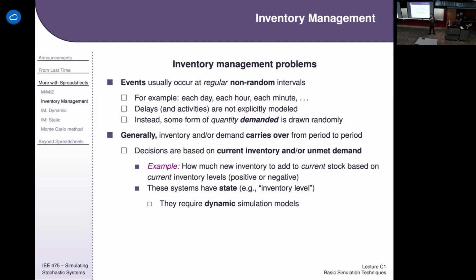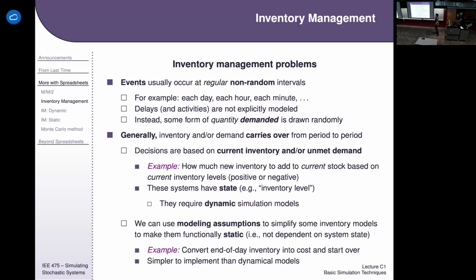Not knowing exactly what demand is going to come in the door the next day, the next hour, the next minute, how do we buffer against that and put that in our inventory? So these systems do have state. The current inventory level is the state, and they require dynamic simulation models that keep track of that state. So that's what we can build operations research models for.